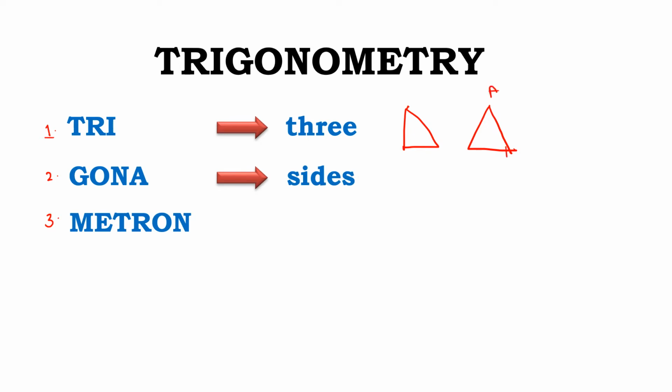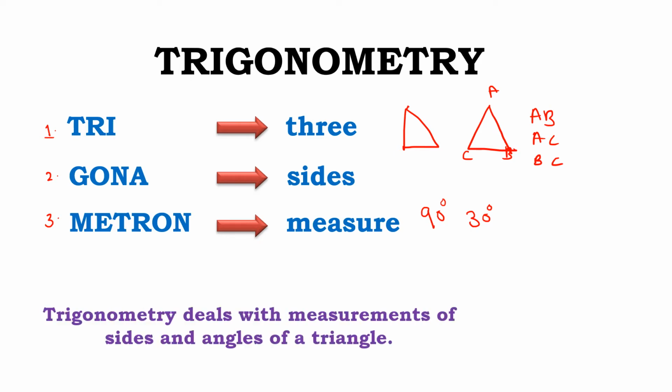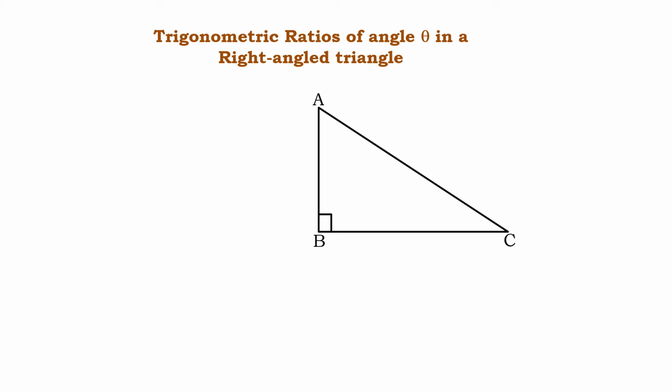For example, this is A, B and C. So the sides are AB, AC and BC. And "metron" means measure. Measure in the sense of its degree, whether it's a 90-degree angle or 30-degree, 60-degree, etc. So trigonometry is three sides measure. In trigonometry, we deal with the measurements of sides and angles of a triangle. First we will understand the trigonometric ratios.